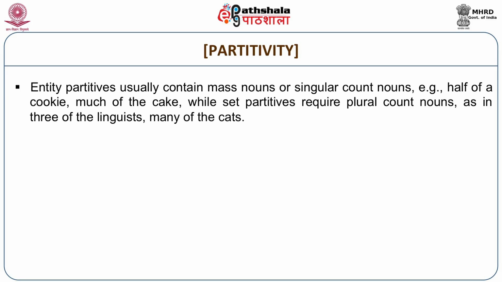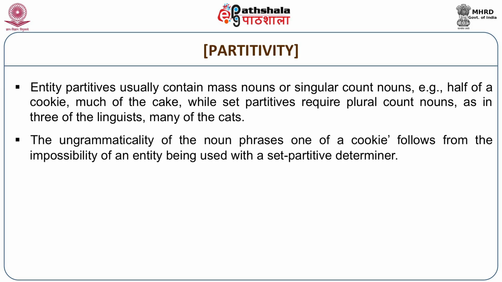Entity partitives usually contain mass nouns or singular count nouns. So, half of a cookie, much of the cake, while set partitives require plural count nouns, as in three of the linguists, many of the cats. The ungrammaticality of noun phrases such as one of the cookie follows from the impossibility of an entity being used with a set partitive determiner.